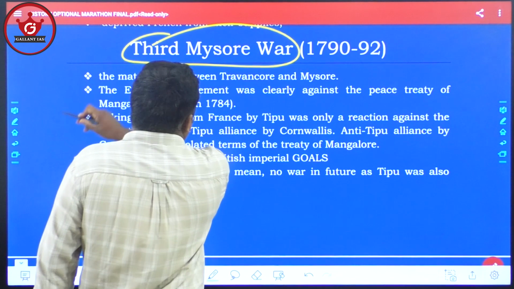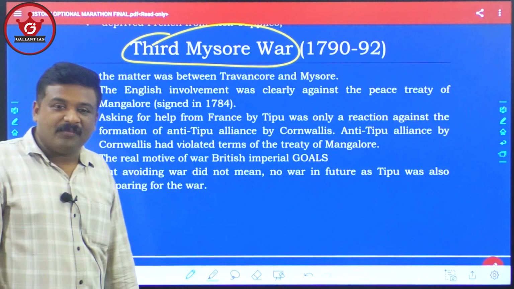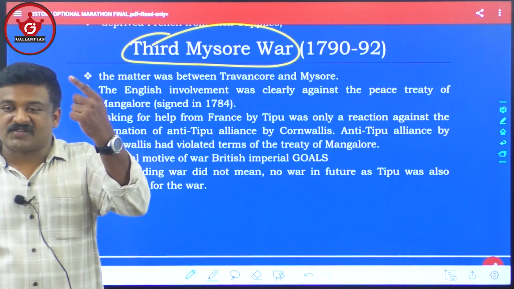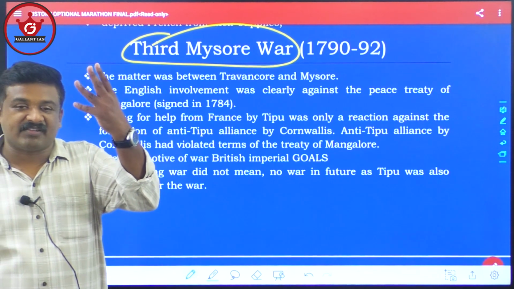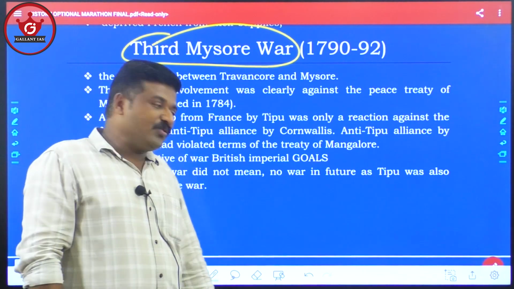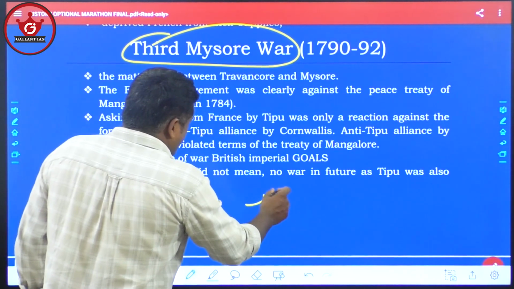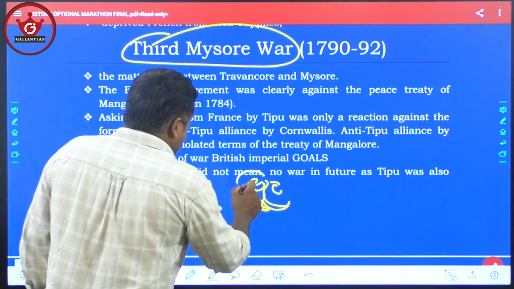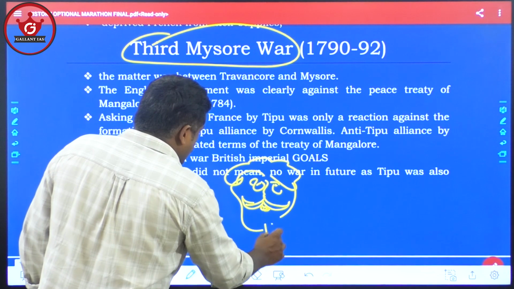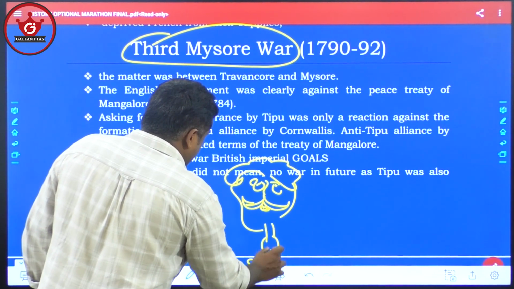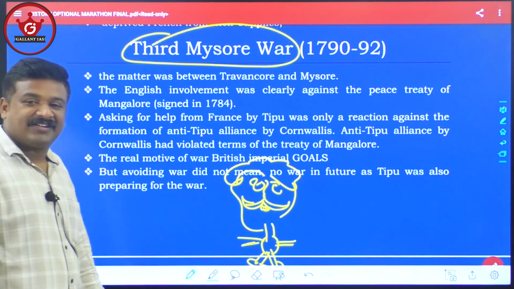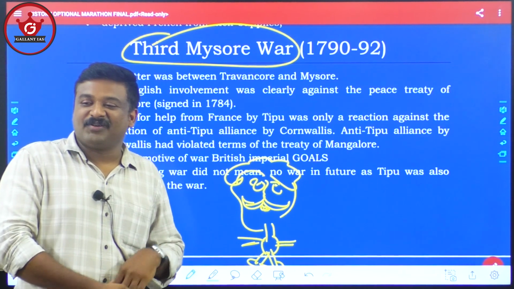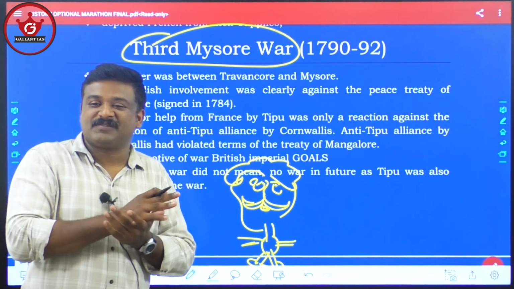The Third Mysore War. You know how many installments are there? First installment, the first Anglo-Mysore War, the second Anglo-Mysore War, third and fourth Anglo-Mysore Wars. Do you think that in all these wars, only Tipu Sultan is responsible for the wars? Is Tipu Sultan responsible for all these wars? Radhamani, your opinion, please. What do you think? I would say Tipu Sultan is responsible for all the wars fought: first, second, third, fourth Anglo-Mysore wars.